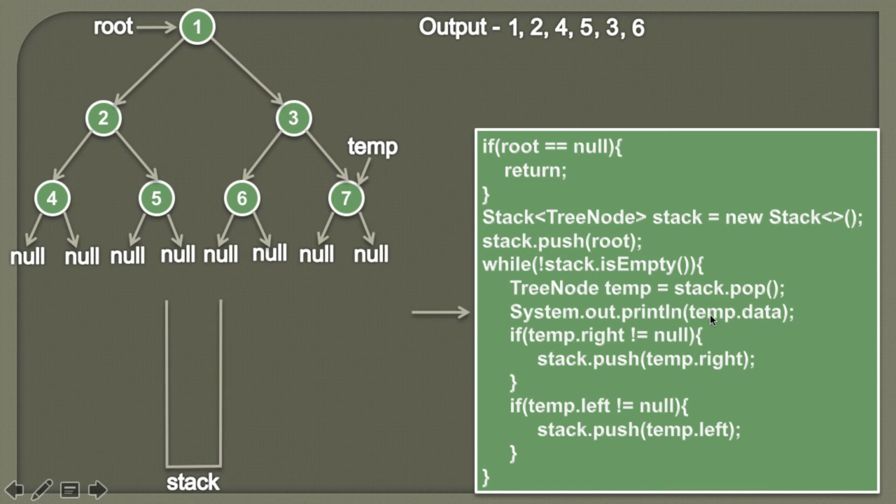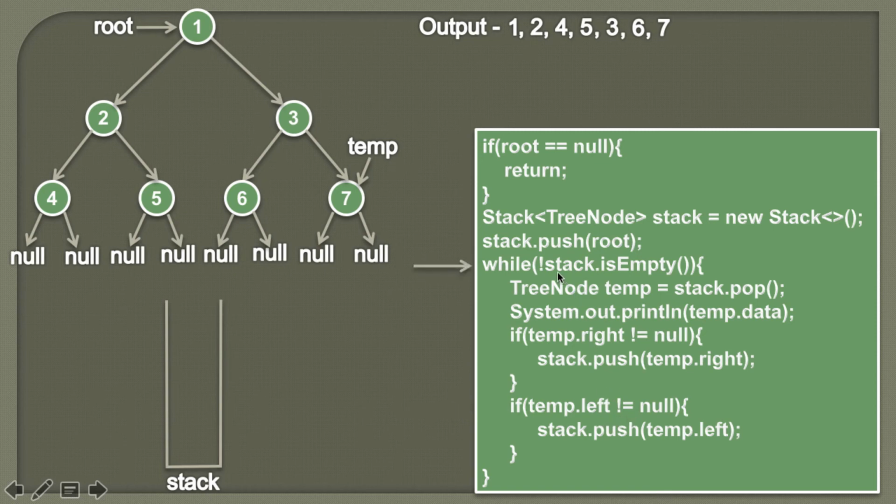And then we'll simply print the data associated with this node on the console, which is 7. Then we'll check whether temp right is equal to null or not. Currently temp right is equal to null. Therefore the condition in the if block comes out to be false. And then we'll again check whether temp left is equal to null or not. Temp left is also equal to null, so the condition in the if block comes out to be false.